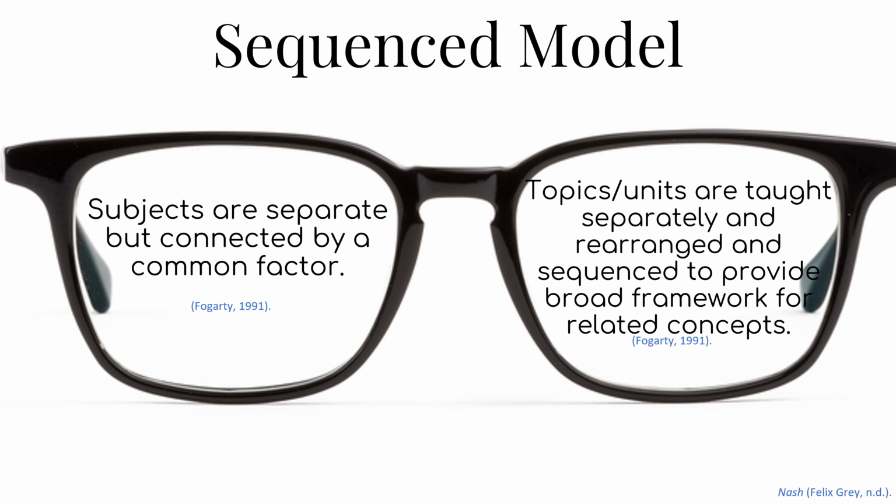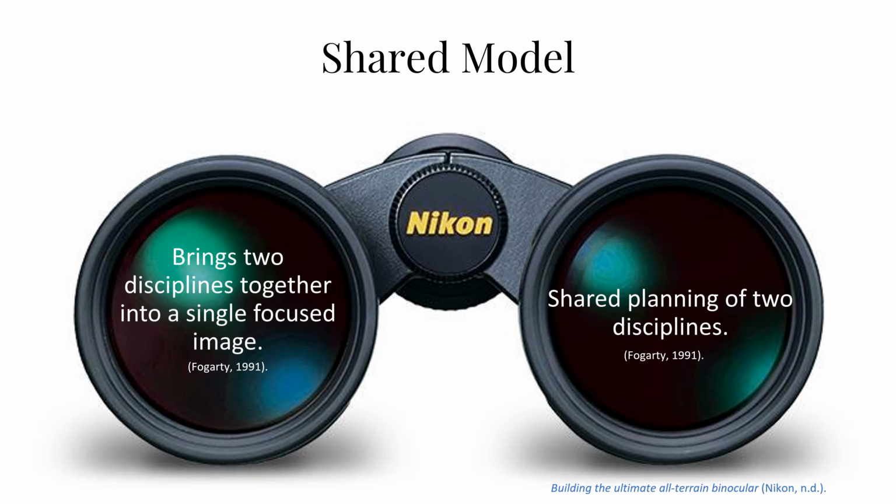First, the sequence model views the curriculum through eyeglasses, where the lenses are separate but connected by a common frame. Topics or units are taught separately and are rearranged in sequence to provide a broad framework for related concepts. Teachers can arrange topics so that similar units coincide. The shared model views the curriculum through binoculars, bringing two disciplines together into a single focused image. Using overlapping concepts as organizing elements, this model involves shared planning of teaching in two disciplines.